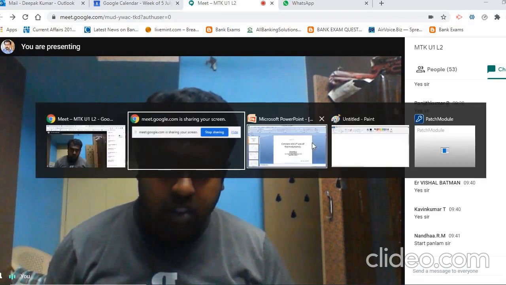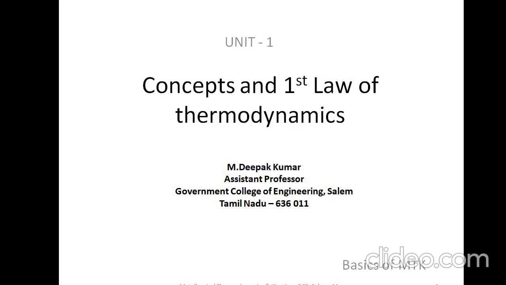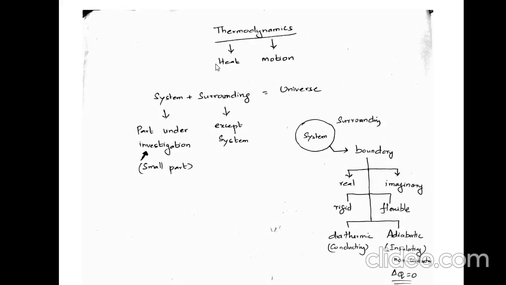So what is thermodynamics? Thermodynamics is nothing but heat which is moving inside a furnace, inside a system or anything. So studying about this heat motion is called thermodynamics, right? This process happens in a system. You can see here: system plus surroundings is equal to universe.